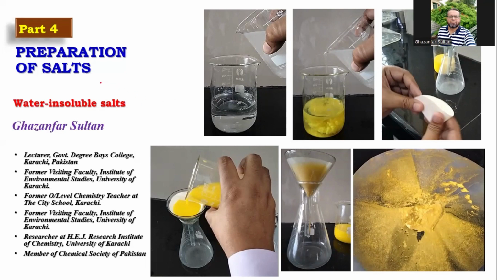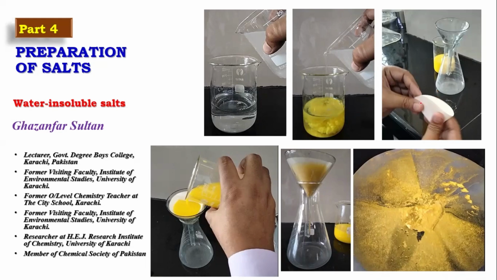This is our video regarding preparation of water insoluble salt. So these are the different steps that show how water insoluble salt is prepared. In the first step, we have two transparent aqueous solutions, and these aqueous solutions are mixed together to produce insoluble salt by precipitation reaction. Then what happened?